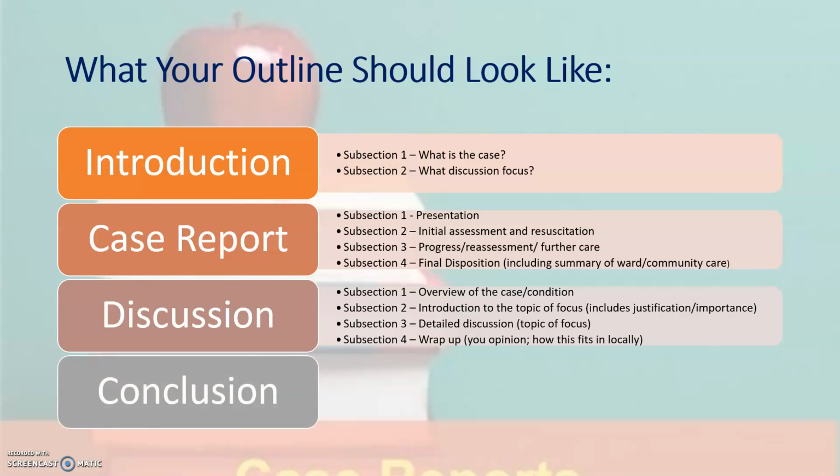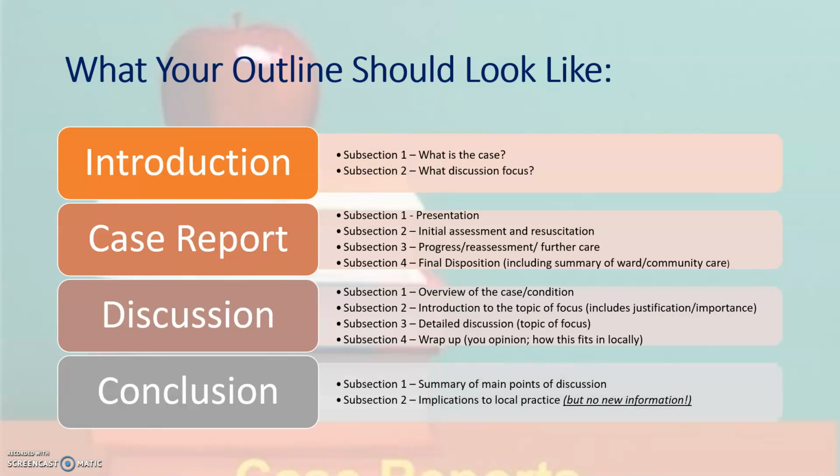And finally, your conclusion. Bearing in mind your conclusion is usually one paragraph in which you're going to summarize the main points and give implications to your local practice. But in your case outline, you're actually going to decide what your summary is going to look like. The summary is going to focus on the options available for treatment of pulmonary embolism in the elderly. And it's going to talk very briefly or just remind us about what we thought about local practice. Remember, no new information in the conclusion.